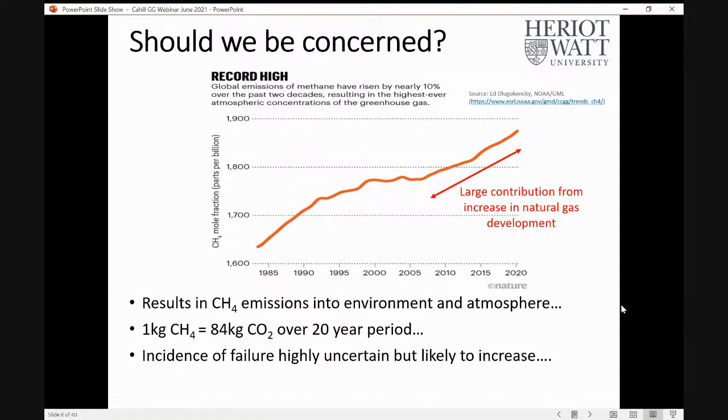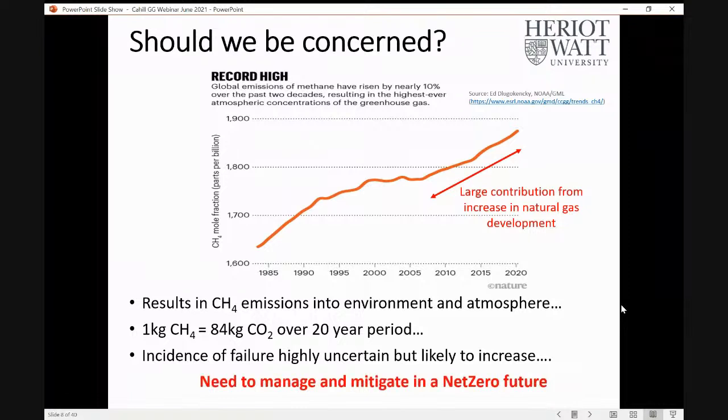And one of the biggest issues, and something I'm particularly interested in, is the incidence of failure, how many wells fail, basically. It's very uncertain and poorly constrained. But if anything, we have to assume as well structures age, there's going to be an increase in the number that do fail.